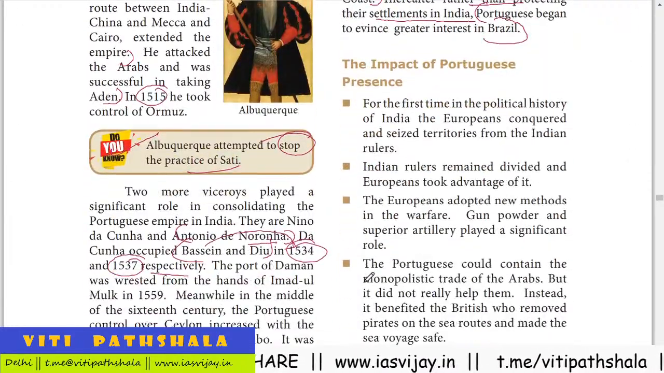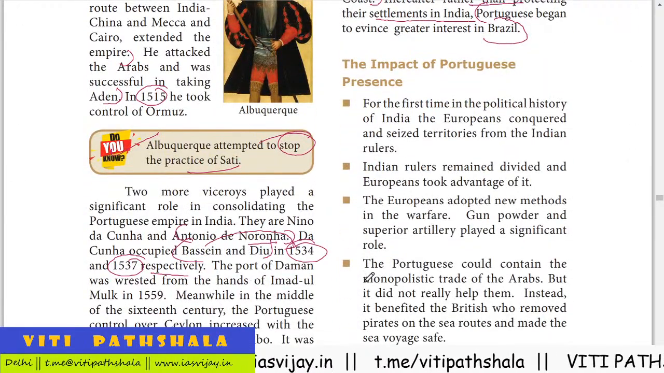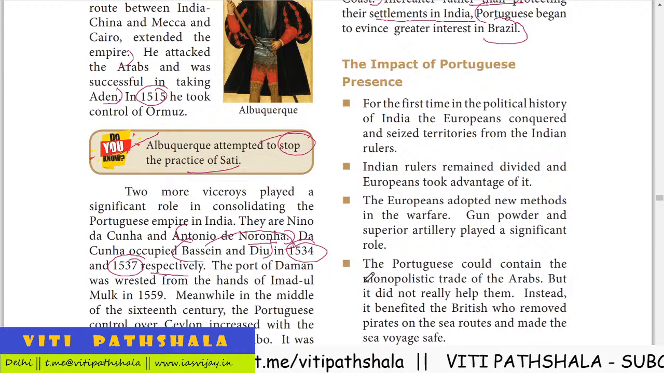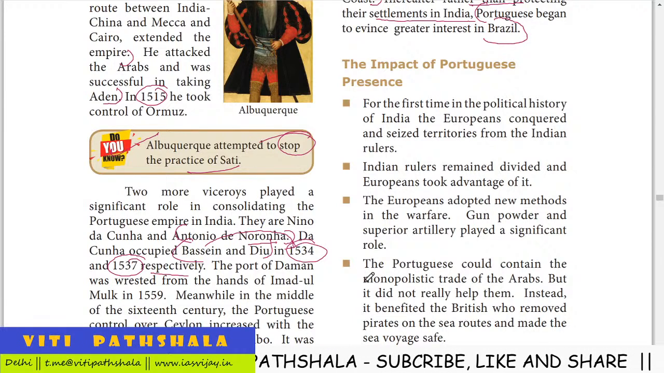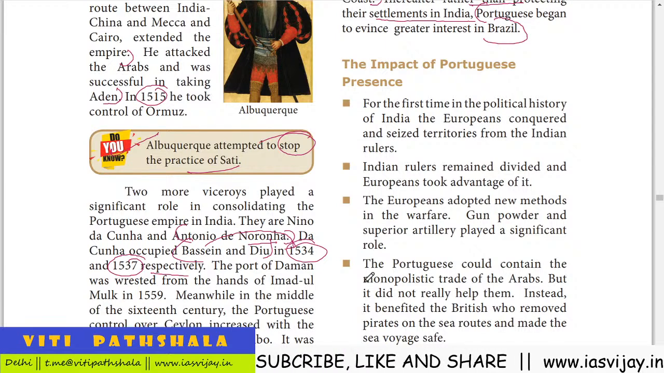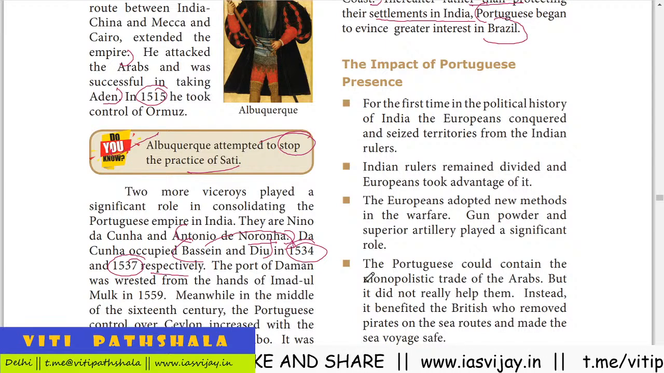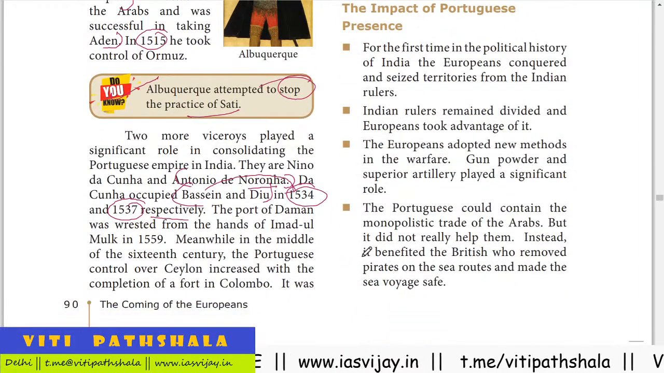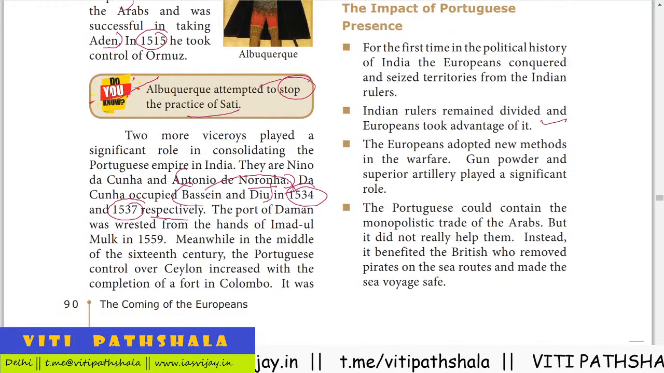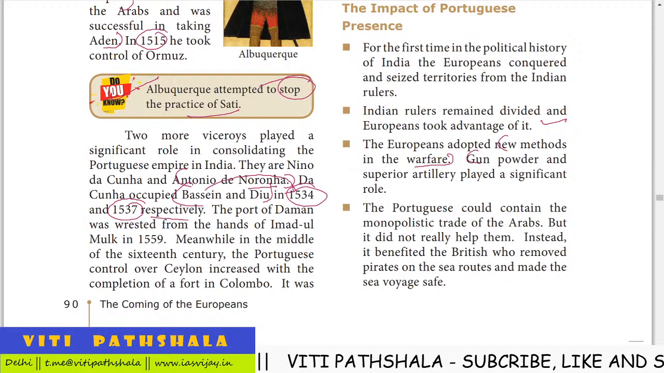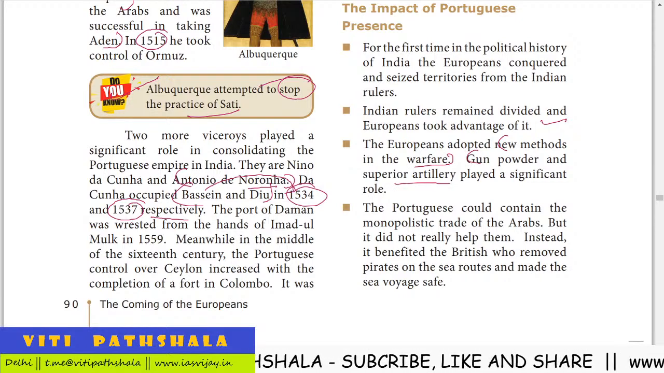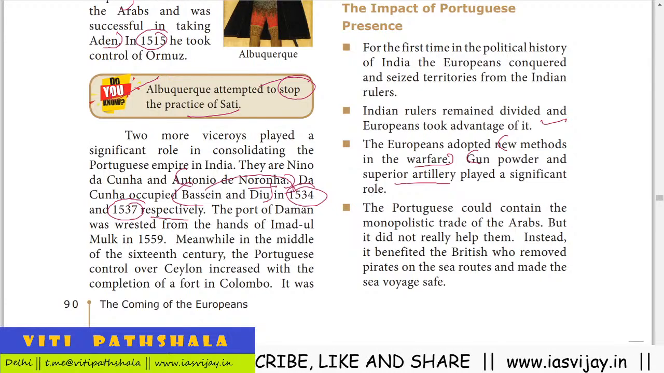The impact of the Portuguese presence. For the first time in the political history of India, the Europeans conquered and seized territories from the Indian rulers. The Indian rulers remained divided and the Europeans took advantage of it. The Europeans adopted new methods of warfare. Gunpowder and superior artillery played a significant role.